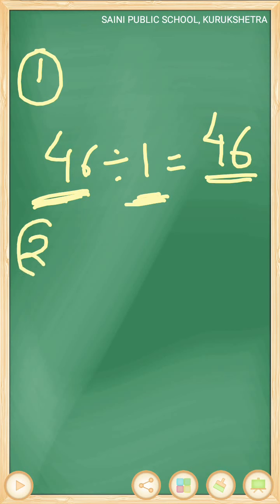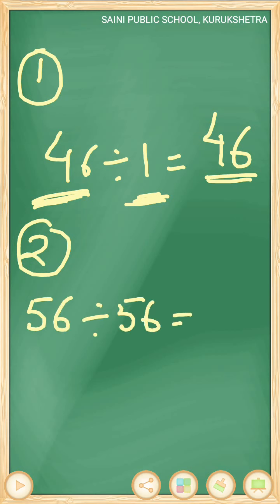The second property says if a number is divided by itself, the quotient is 1. Okay, so let us do more problems. Suppose I am writing here 56 divided by 56. Here is fill in the blanks. Then what will you write? This is the second property. So I will write here 1, because according to the second property, if a number is divided by itself, then the quotient is 1.